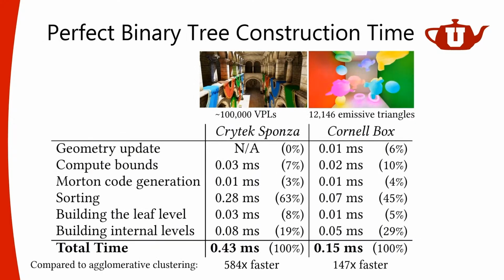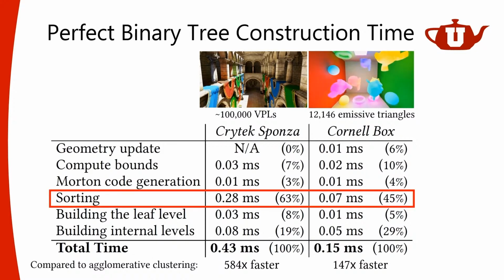Here we present the light tree construction time using two scenes. One contains 100,000 VPLs, the other contains over 10,000 emissive triangles. Our tree construction takes only 0.43 milliseconds and 0.15 milliseconds on GPU, respectively, which are more than 2 orders of magnitude faster than agglomerative clustering on the CPU. Notice that the actual tree construction of building levels is so cheap that sorting becomes the most expensive step.